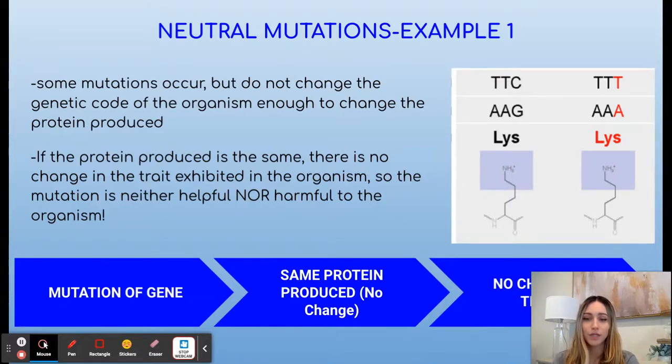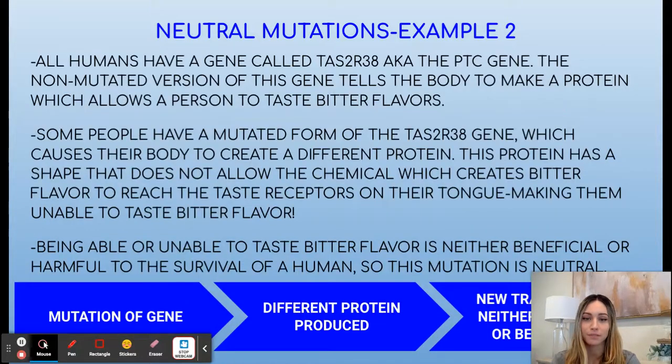The first example of a neutral mutation is one where, again, a sequence on that gene is changed, a mutation takes place, but it does not change the protein that is produced. So we can see in our example here that we have initially a TTC-AAG sequence, which causes an amino acid called lysine to be produced. We can see that in this mutation, it's mutated to TTT-AAA. We can see that there has been a change in that sequence. However, the recipe or the directions still lead to lysine being produced. No change in the protein, hence no change in the trait, no effect on the organism.